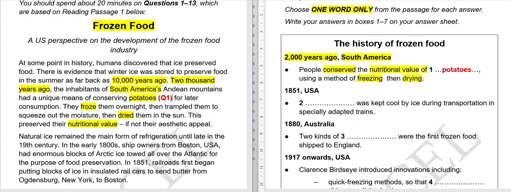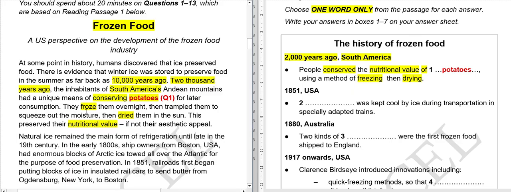So why is this our answer? Here they are saying people conserve the nutritional value of something. So here they are saying conserving potatoes. Let me just mark it in red also. So they are saying conserving potatoes. Okay, so they have conserved potatoes, and now we will see where the nutritional value is written: their frying, freezing, and drying method.